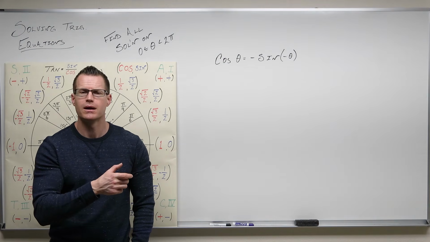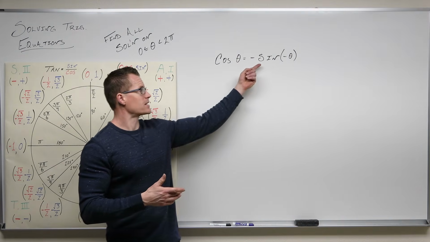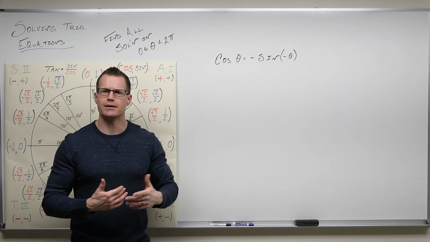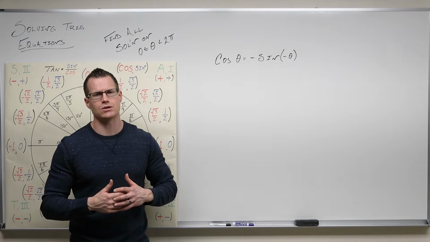Now, how do we do that? Most of the time, we start on the more difficult side. That's more difficult than this. So let's take a look at that. Negative sine of negative theta. Can we make it easier? That's the first thought that's going in my head. Can I make it easier?